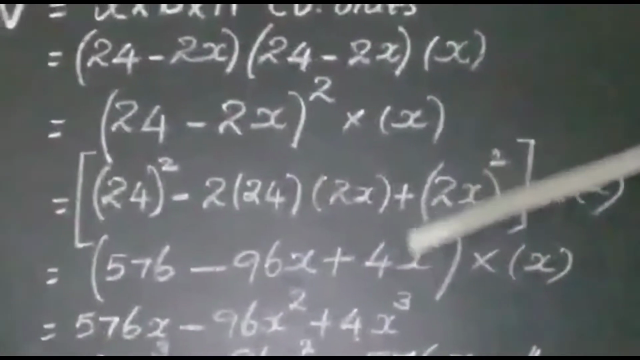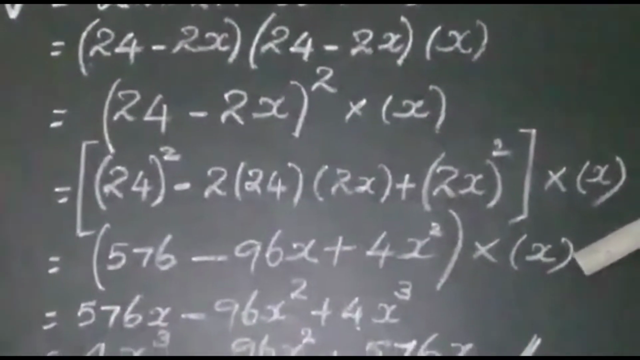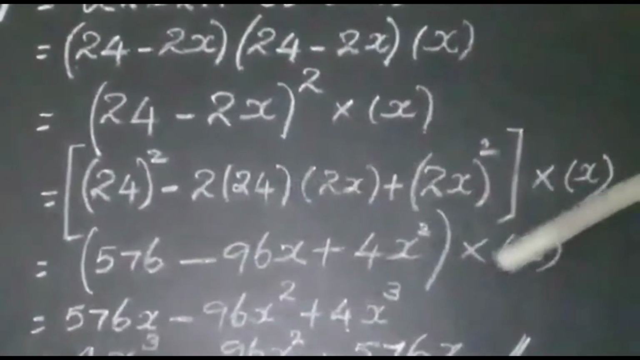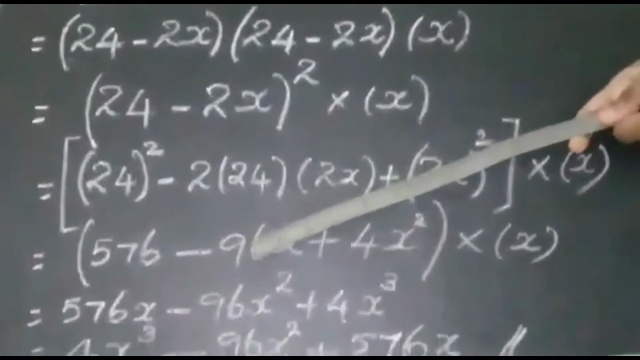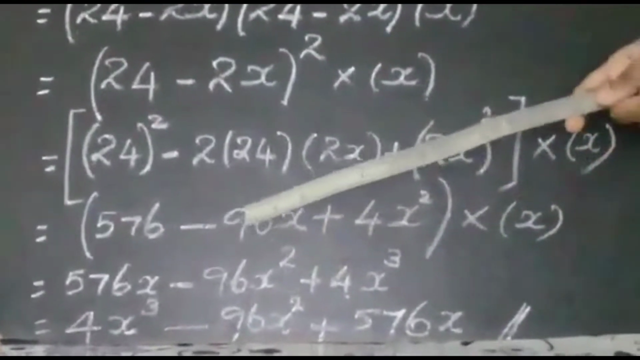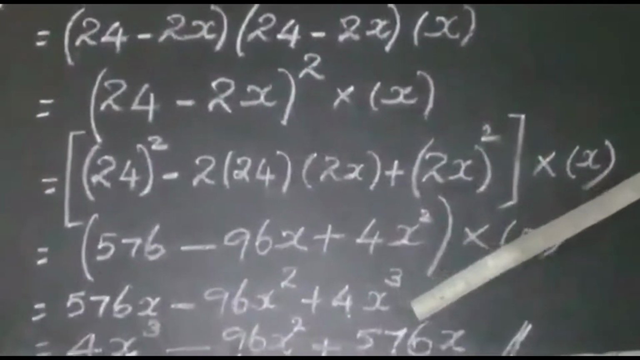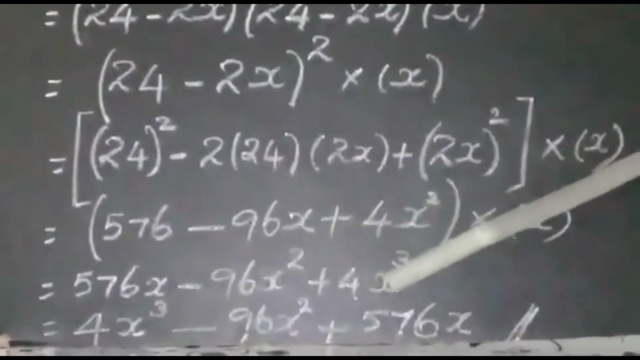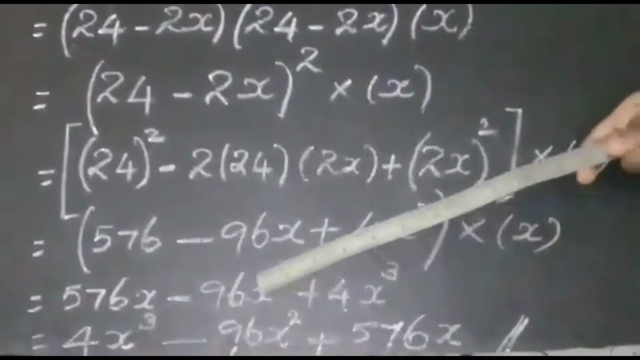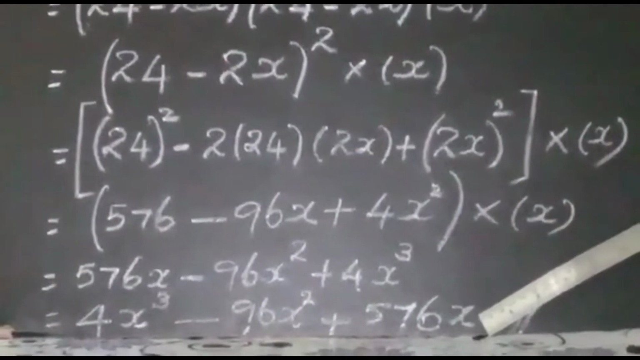What is the 2 square value? 4. x square value is x square only, into the x. Now multiply throughout the terms by x. So 576 into x, 576x, minus 96 into x into x square only, so 96x square, plus 4x square into x, 4x cube. So arrange the terms in descending order. First you write 4x cube minus 96x square plus 576x. So this is the volume of the cuboid box.